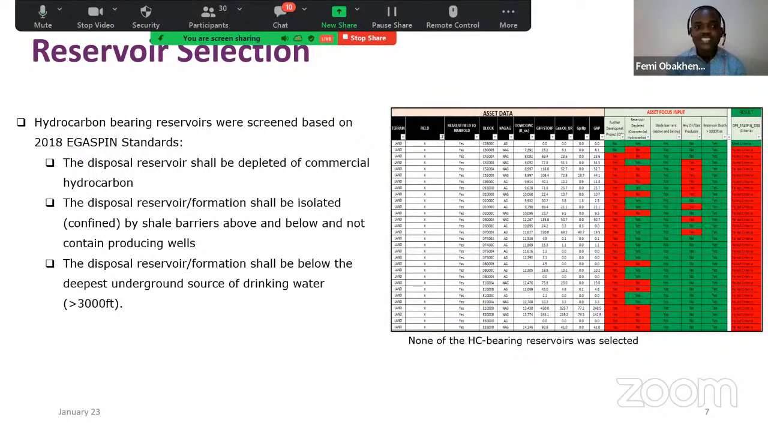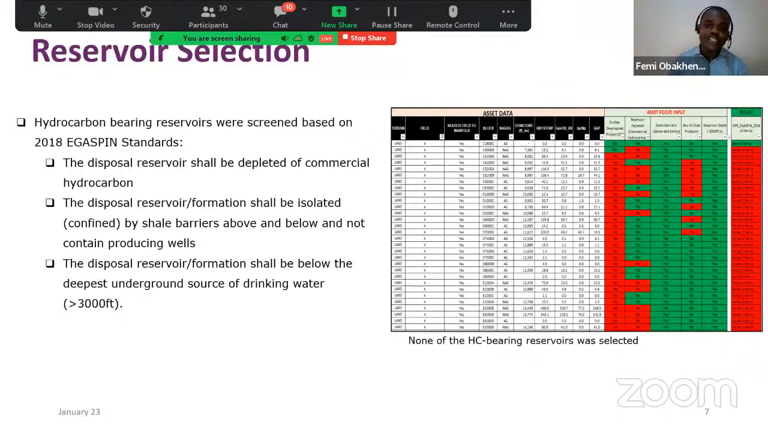If it passes that condition, then the second condition is that that reservoir must be bound top and bottom by a competent shale, such that whatever you are discharging and disposing into that reservoir will be contained within that reservoir. So you need that competent shale. And then the third condition is that it must be deeper than the deepest underground source of drinking water, and that has been estimated to be 3,000 feet. So any reservoir that meets the first 2 conditions and is deeper than these 3,000 feet can qualify as a produced water disposal reservoir.